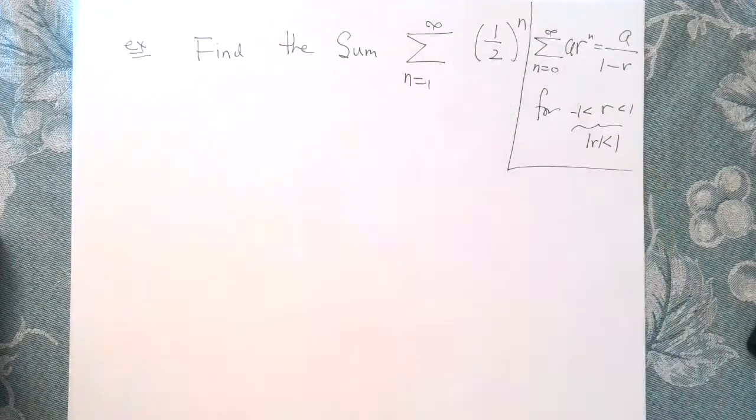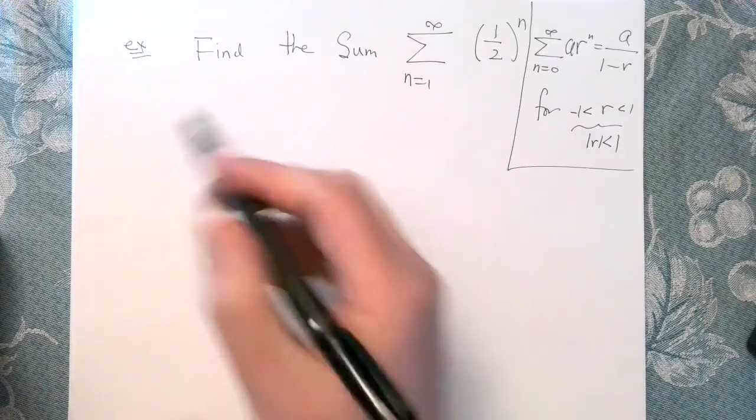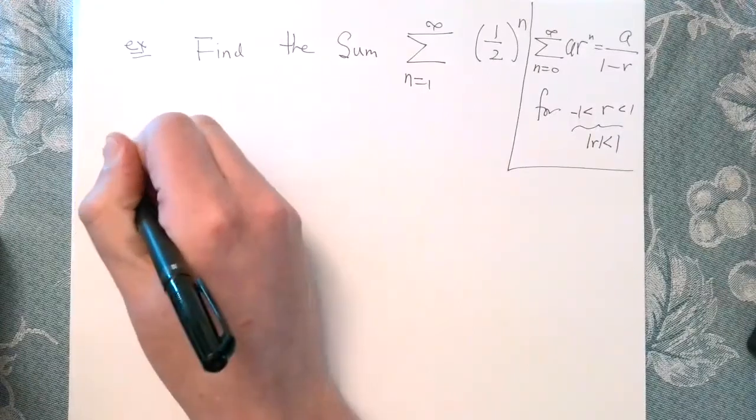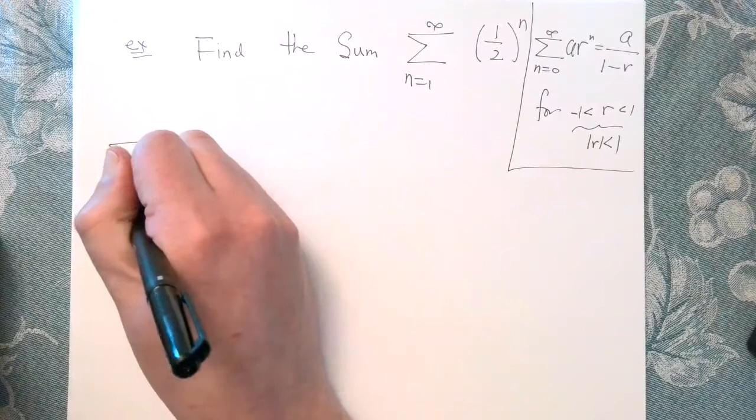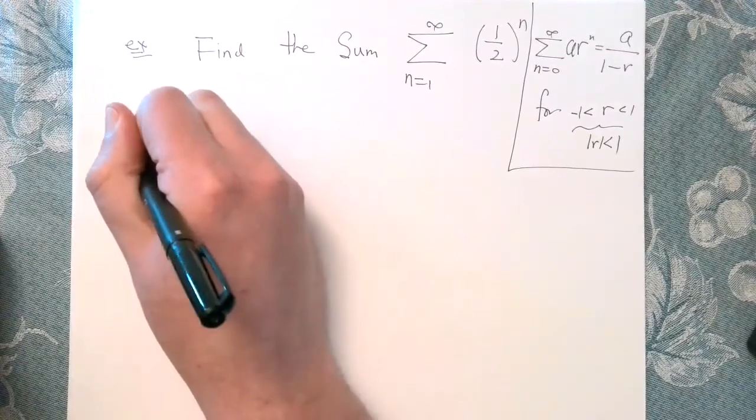This will be good practice adjusting the index, and this will be useful down the road when we talk about representations of functions as power series. Okay, so yeah, I'm going to solve this. Like I said, I'm not just going to find a and r. I want to solve this a bit more algebraically. So this is n equals 1 to infinity.